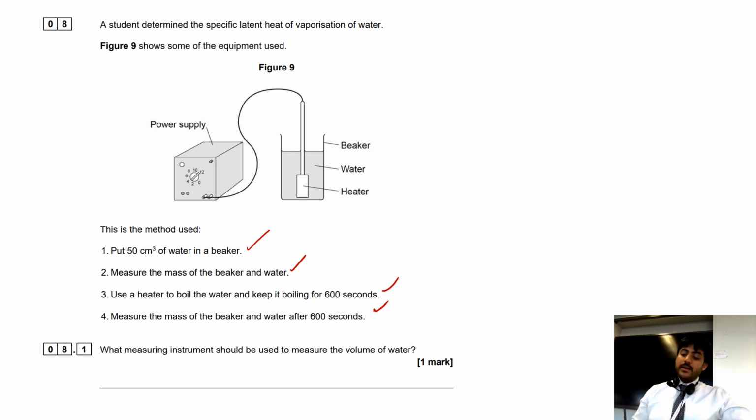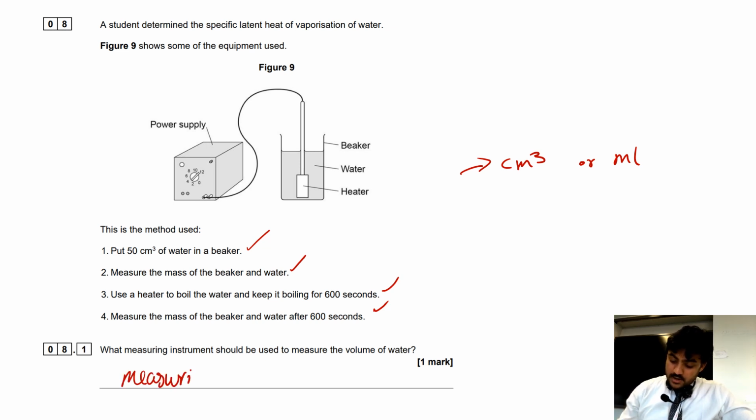They've told you all this information. They've asked you a really easy question first. What do I use to measure the volume of anything? Volume is measured in centimetres cubed or millilitres. And to measure the volume of water, you use a measuring cylinder. Make sure you spell it right because it's only 1 mark. You might as well spell it right.